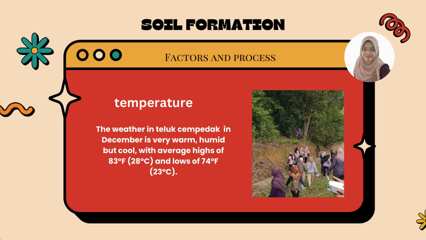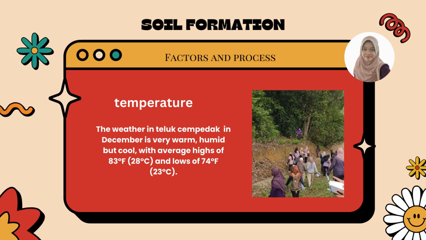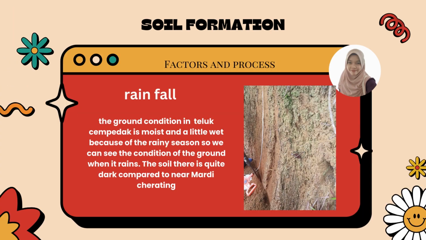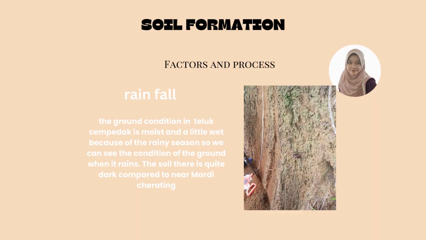For the temperature in Teluk Cepedak, the weather in December is very warm, humid but cool, with an average high of 83 Fahrenheit, which is 28 Celsius, and a low of 74 Fahrenheit, which is 23 Celsius. For the last process of soil formation, which is rainfall, the ground condition in Teluk Cepedak is moist and a little wet because of the rainy season. So we can see the condition of the ground when it rains. The soil there is quite dark compared to near Madicerating.